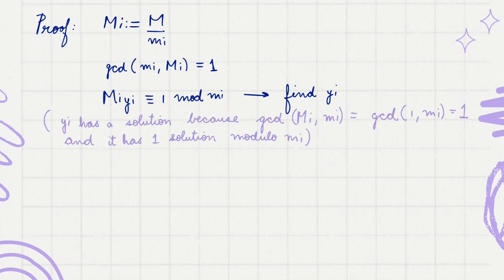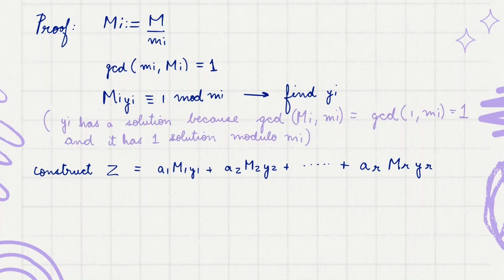Remembering from our previous video, first you have to check the existence of solutions. So the GCD of capital Mi and small mi has to divide 1. The GCD of 1 and small mi is 1, and here the GCD of small mi and capital Mi is 1. So therefore a solution exists, and because the GCD is 1, you will have one solution modulo small mi. So we've got the solution yi.